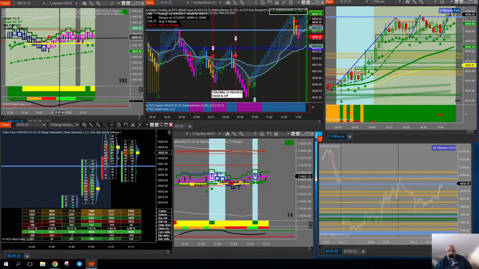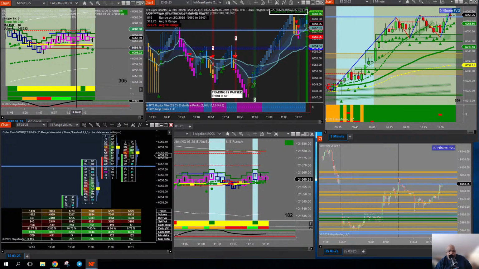So below 57 here could be like a quick scalp to the downside. Below 57. We'll be safer below 56, 55 and a half. Could be a short here.